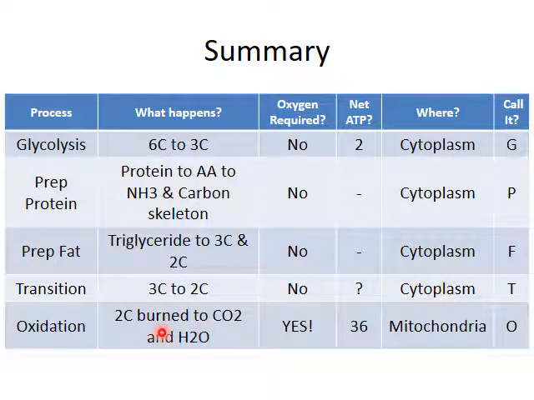Cytoplasm. Oxidation, 2-carbon units burned to CO2 and water, very much requires oxygen. You notice that's different from everything above. Generates a lot of ATP. That's pretty different from everything above. Happens in the mitochondria. Again, different from everything above. So comparing and contrasting, there's a lot more similarities with these 4 processes than there is with this.